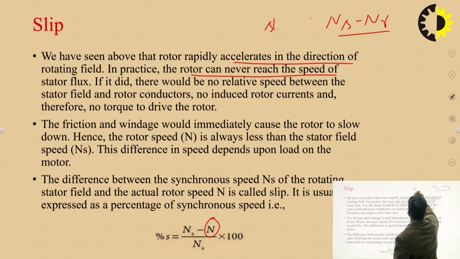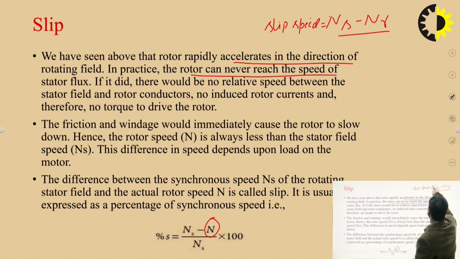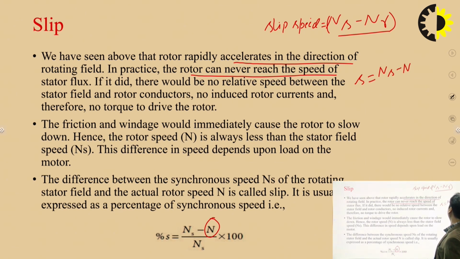Slip speed, that is Ns minus Nr. Hence we can define a term called slip. The slip is defined as (Ns minus Nr) upon Ns, in terms of percentage, that is this term.